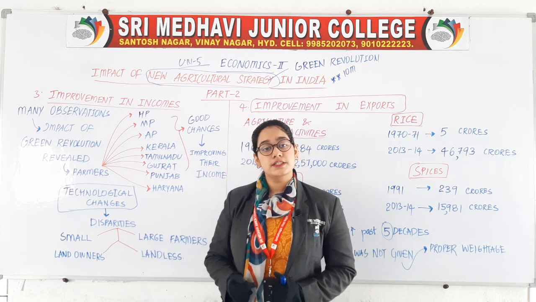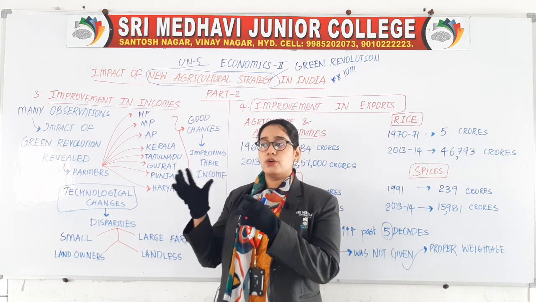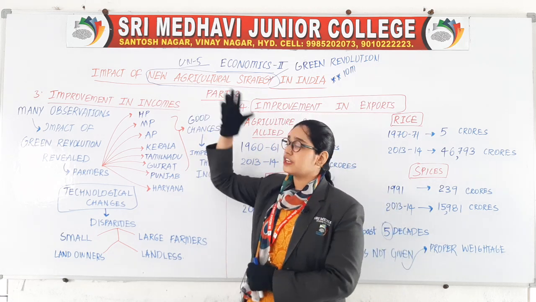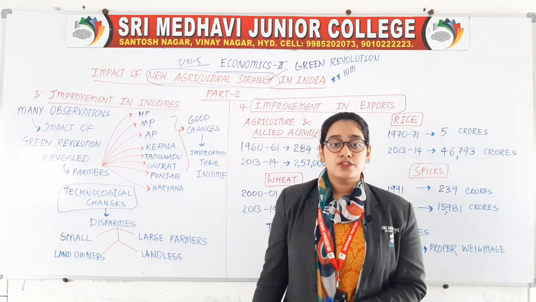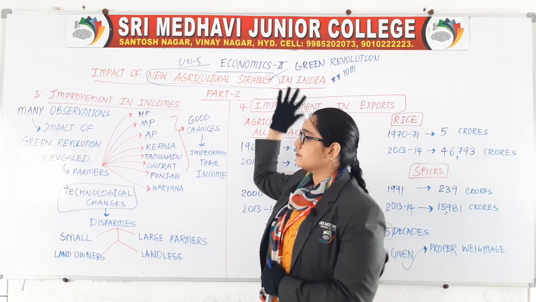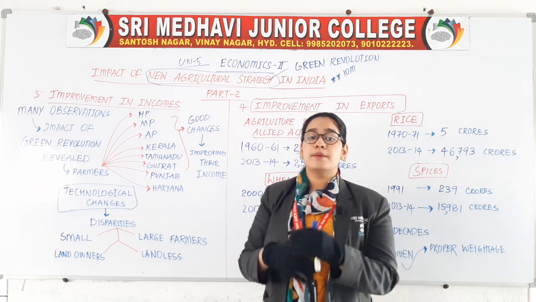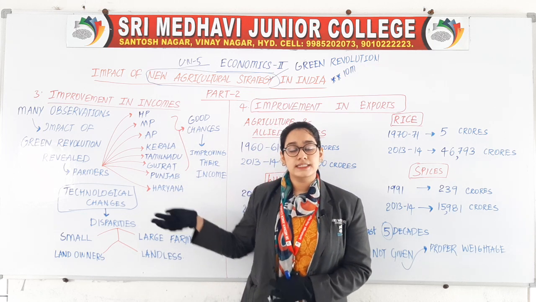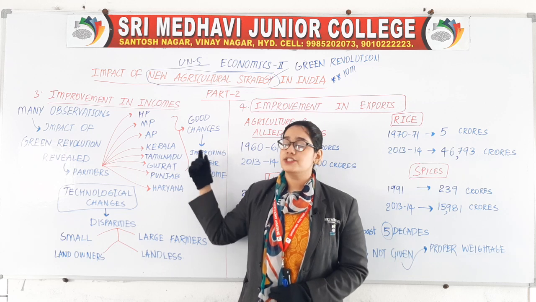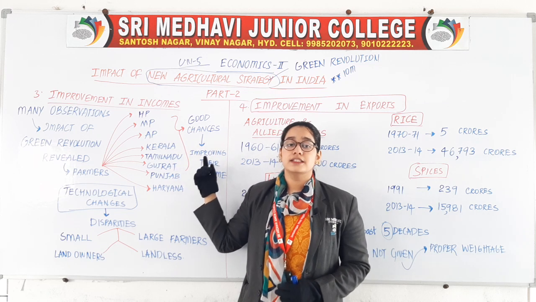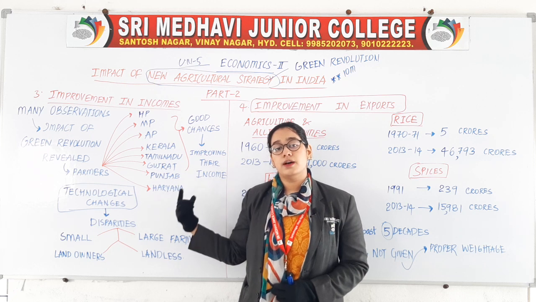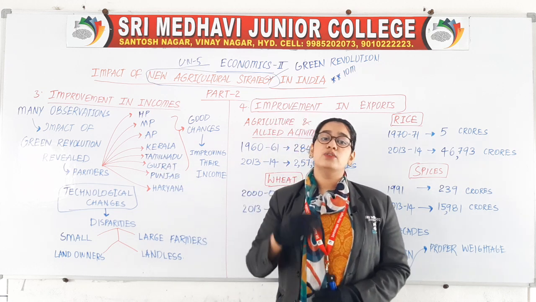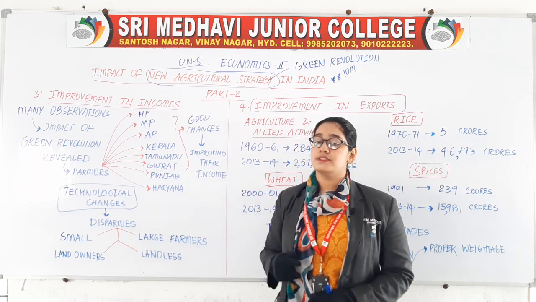So what we have understood from this point is that many scientists have been observing the impact of Green Revolution on society. While observing the impact, some points were revealed: that the farmers of these states, which states? Himachal Pradesh, Madhya Pradesh, Andhra Pradesh, Kerala, Tamil Nadu, Gujarat, Punjab and Haryana, were having good chances to improve their incomes.